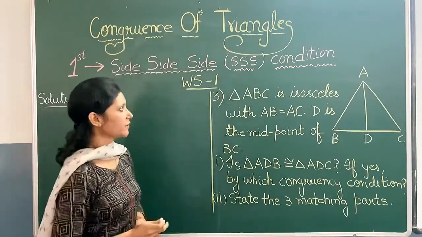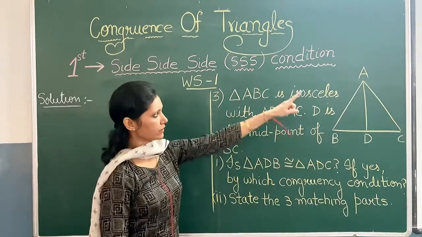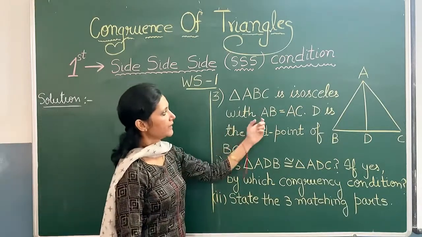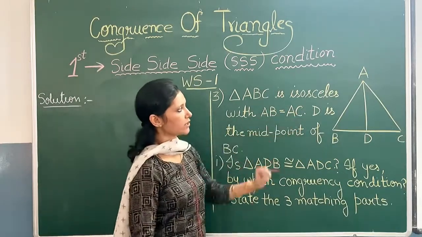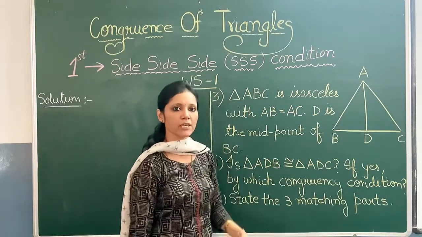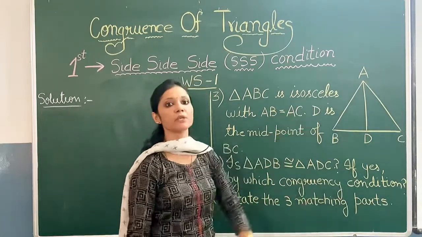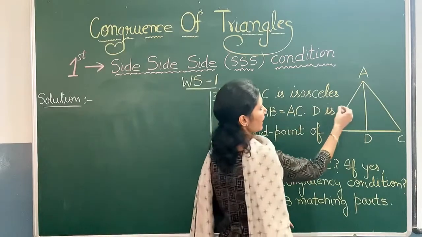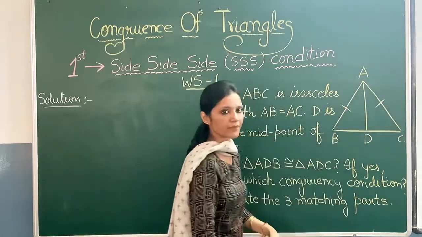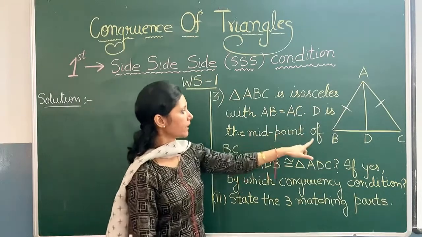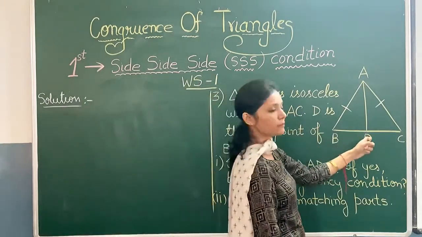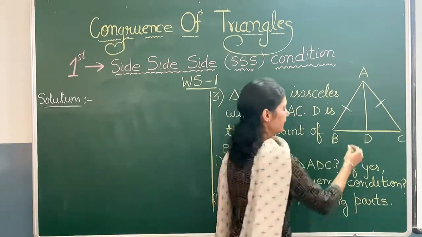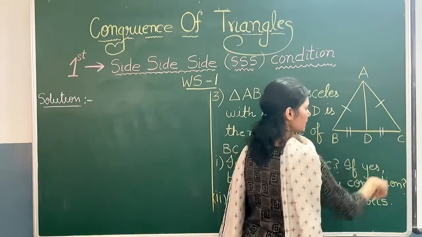Coming to the third question, triangle ABC is isosceles. Triangle ABC is given to you and they are saying it is an isosceles triangle with AB is equal to AC. Now in this question, the matching equal parts are not being marked. So our first step would be to mark the matching equal parts on the diagram. As they are saying AB is equal to AC, we will mark it so. The next line is D is the midpoint of BC. If D is the midpoint of BC, that means D is dividing this BC into 2 equal parts. That means this part would be equal to this part.